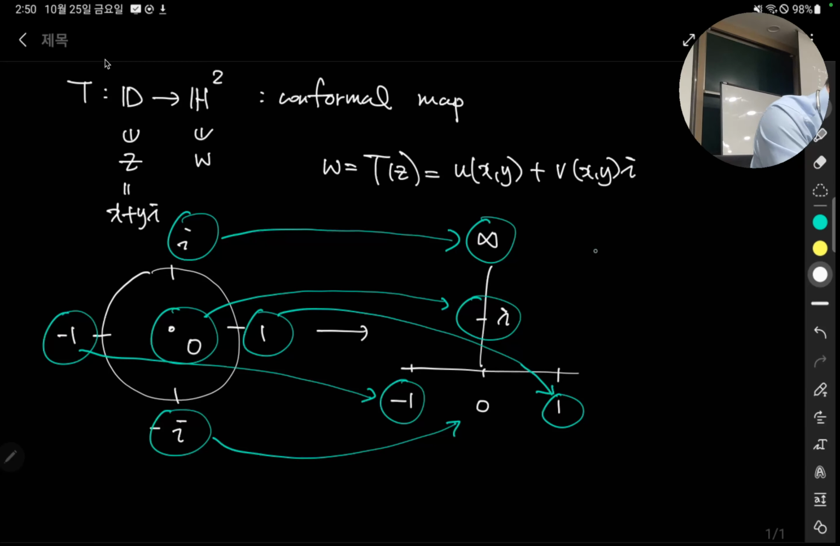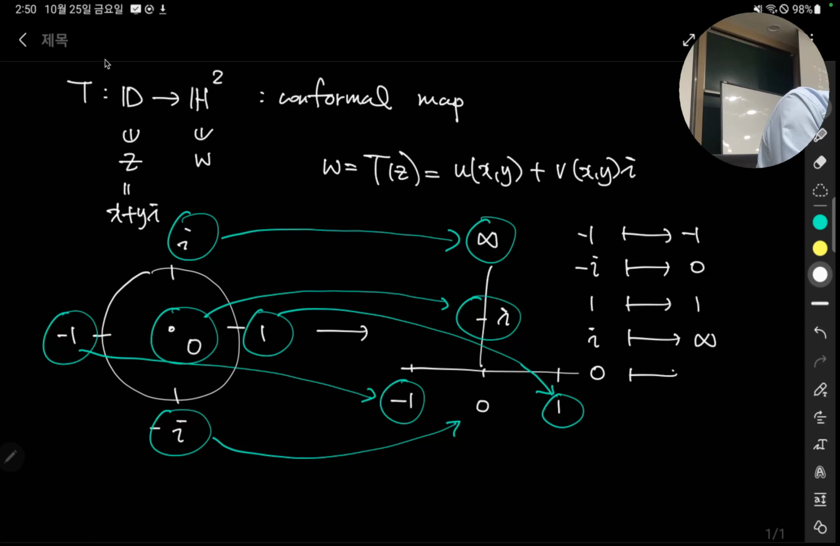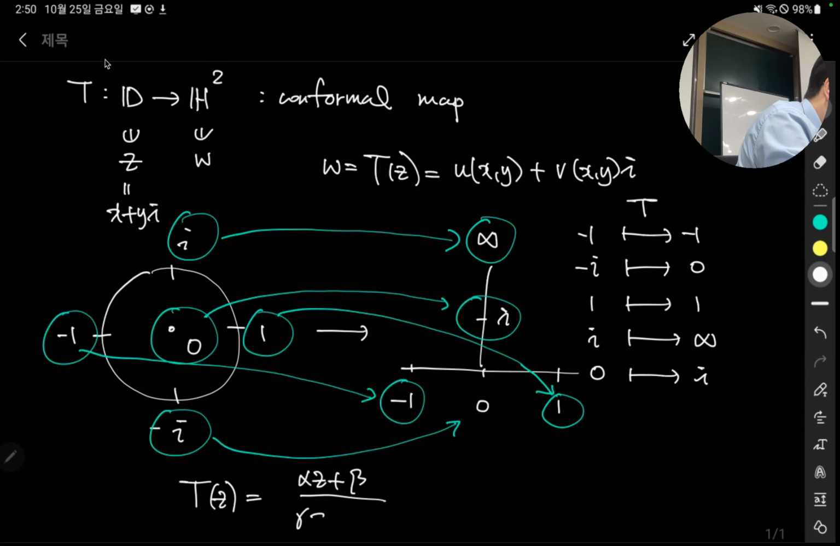So let me write it out here. Minus 1, minus i, 1, i, 0 are mapped to minus 1, 0, 1, infinity, and i, through the function T. So I'm going to find T in the form of the following. So it's something like this.